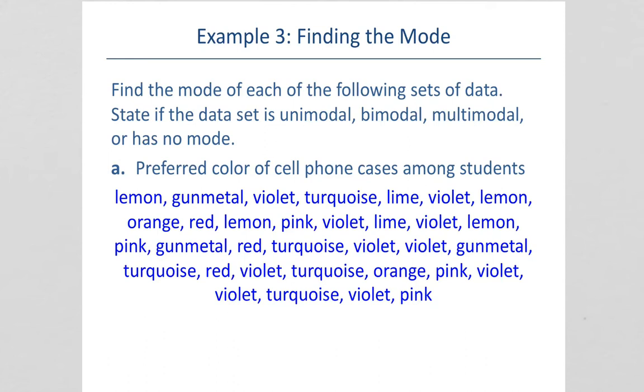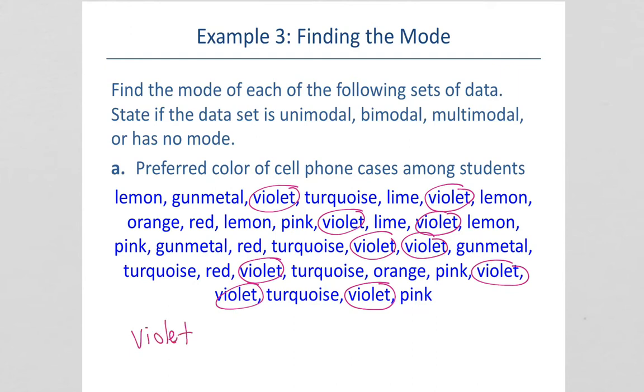So this one, I'm going to go ahead and tell you, the most used in here is violet. You can see it's used 1, 2, 3, 4, 5, 6, 7, 8, 9, 10 times it looks like. So the mode is violet. And since it's the only one used the most, it is unimodal. There's only one mode. It's used 10 times and everybody else is used less than that.